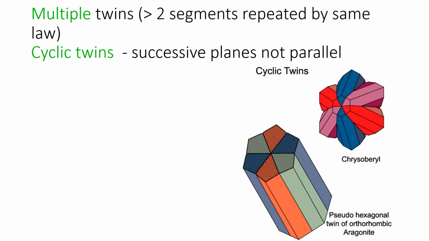And then you have multiple twins, which are two segments repeated by the same law, and then you have cyclic twins, which are successive planes that aren't parallel. So this is a cyclic twin. It makes almost like a flower. And then there's this one, which is a pseudohexagonal twin, and it looks almost like a snowflake.